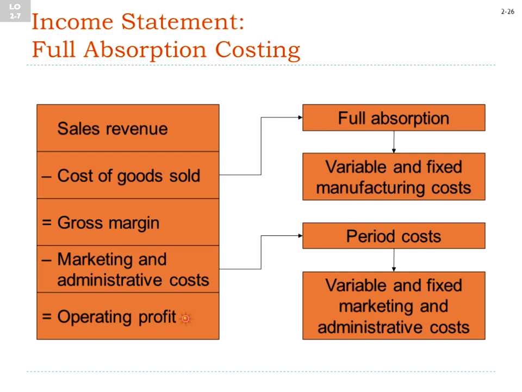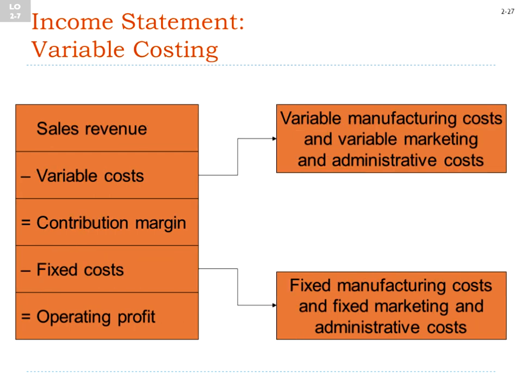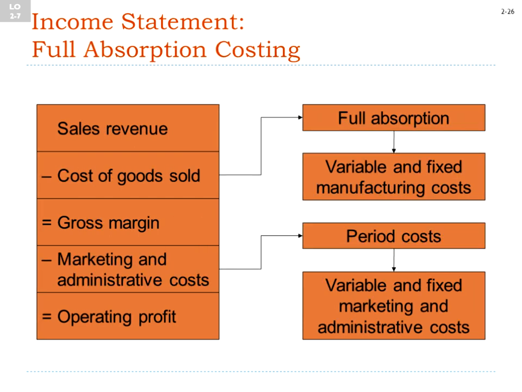When you compare that with the next slide, which looks very similar, you arrive at the same bottom line, which is operating profit, but you get there a little bit differently. You start out with sales revenue, you subtract cost of goods sold. Under full absorption, that's going to include variable and fixed manufacturing costs. Then you subtract out your marketing and administrative costs, which are your period costs, to get to operating profit.